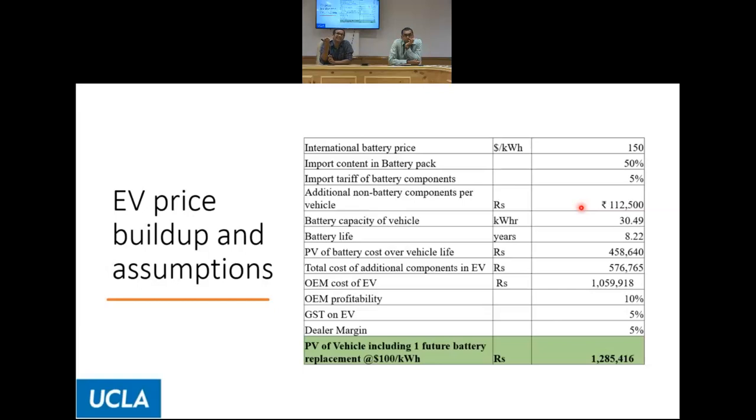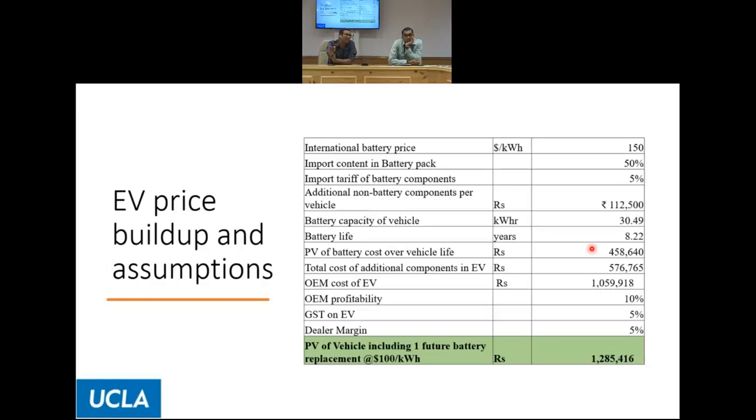So the battery component is around 1 lakh and 10,000. I'm taking the price of the battery and multiplying it by how much battery you need in the vehicle. That's 30 kilowatt hours to get a 200 kilometer range. If you want 250 or 300, it'll be a little bit more. I assume a life of 8 years based on how much you drive it. We can talk about that if you're interested. I made very reasonable, conservative assumptions, so that it looks as conservative as possible.